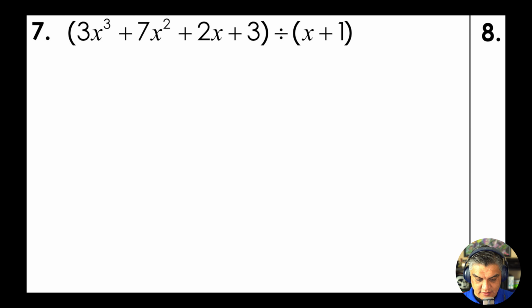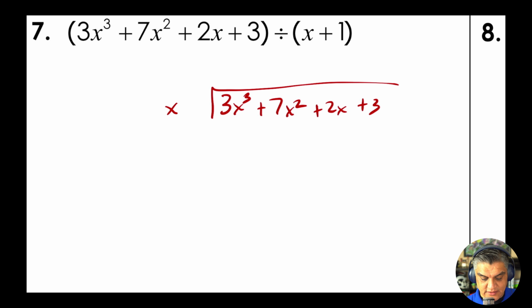Let's do this. So first, the polynomial goes inside the house: 3x cubed plus 7x squared plus 2x plus 3. And outside the house is x plus 1. Alrighty. So again, we look at the beginning of this x, and we look at the beginning of this 3x squared. What do I have to multiply x by to get 3x cubed? Well, I need a 3. And then I already have an x, so what do I need to multiply x by to get x to the third power? Well, I need 2 more x's, so x squared.